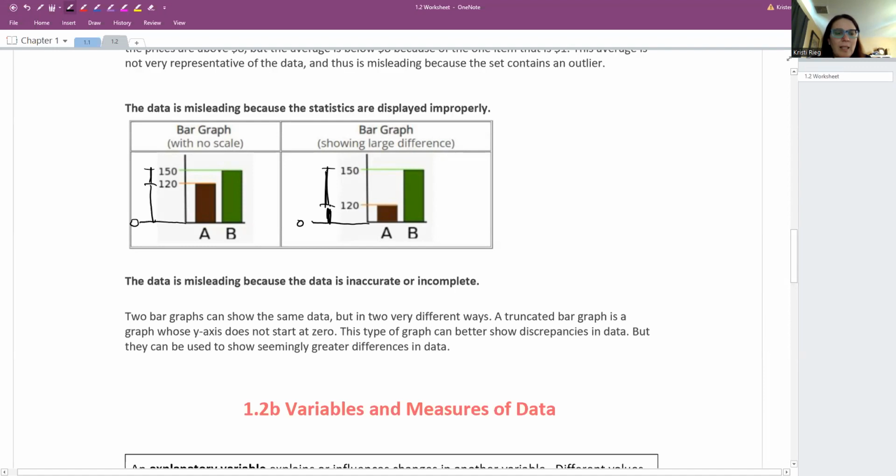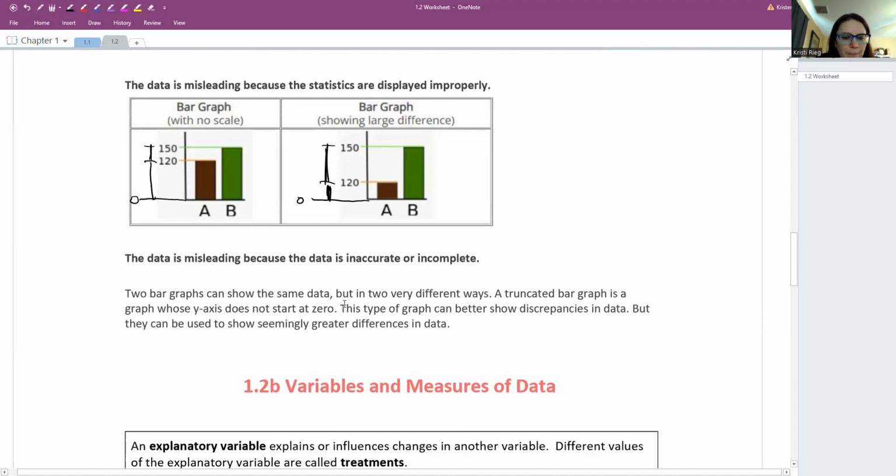So this is misleading because the second one is super dramatic. If I was looking at this, I'd be like, oh my gosh, there are so many people in B, I have to choose B to be like everybody else. But really, there are only 30 more people that chose it. There are still 120 people that chose A, or whatever this is talking about. So because there's no scale, it's misleading.